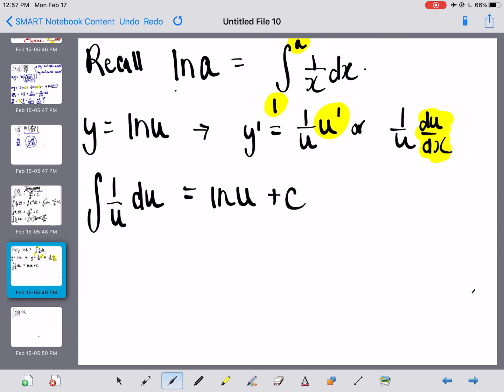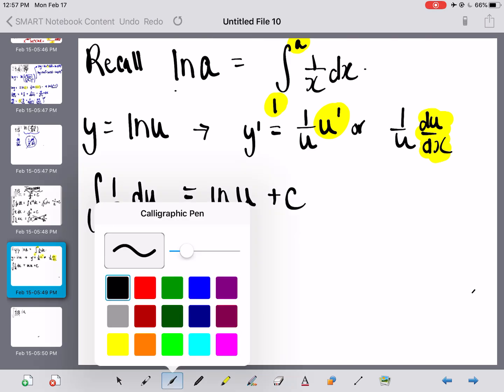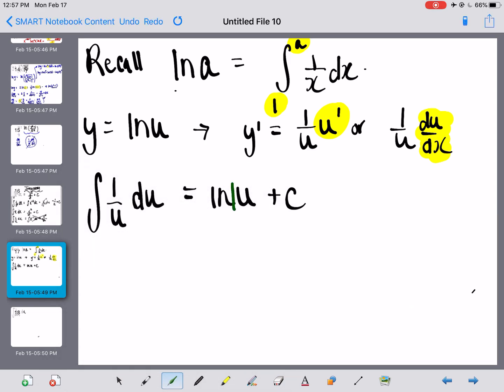Now, we can only take the natural log of a positive number, so when you use this rule, you need to put absolute value bars around your function inside the natural log.